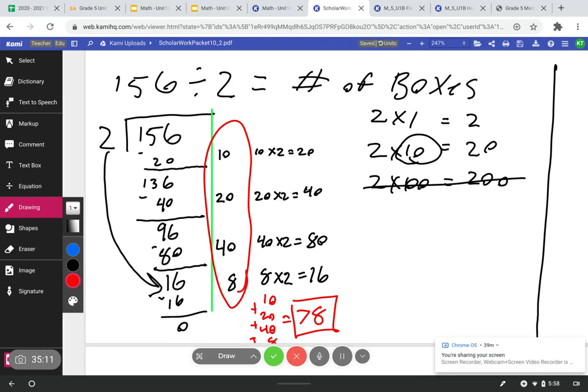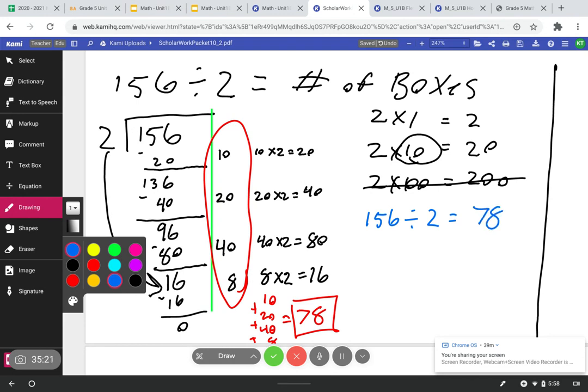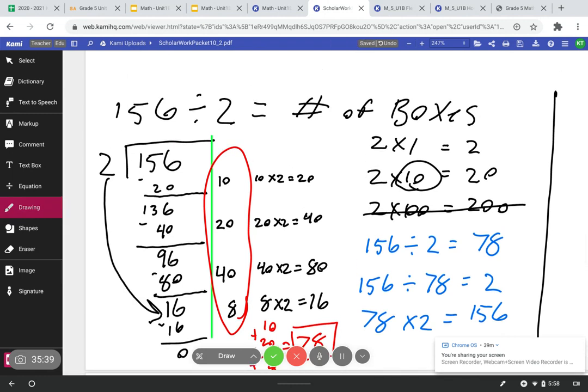And let's not forget the fun part. So 156 divided by 2 equals 78. And if I did 156 divided by 78, that would equal 2. And if I did 78 times 2, that would equal 156. So it all balances out. So the total number of boxes is 78. Well, now I know how many boxes.